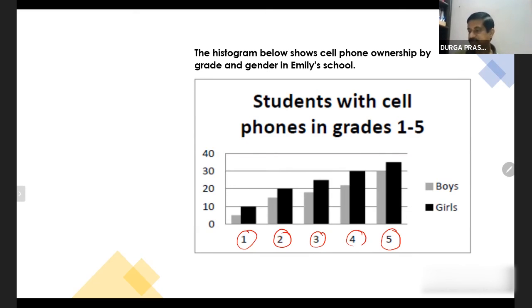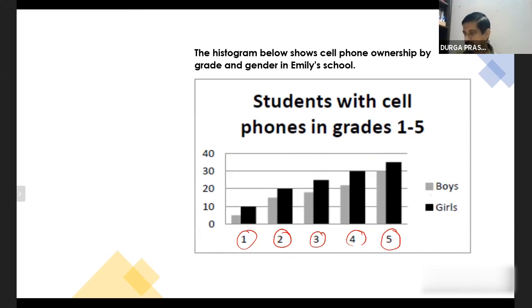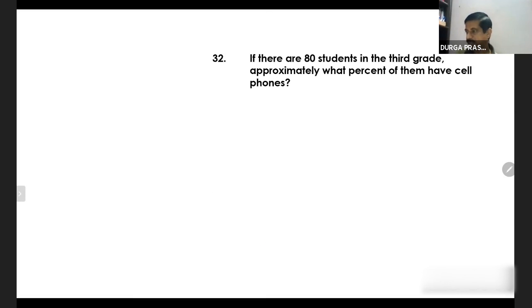So let us see what the question is asking. If there are 80 students in third grade, approximately, what percentage of them have cell phones? So 80 students means boys plus girls is 80. In which grade? Grade 5? Okay, 35. So let us look at that. Third grade, not grade 5. Third grade, okay.